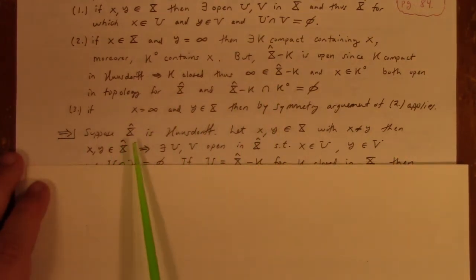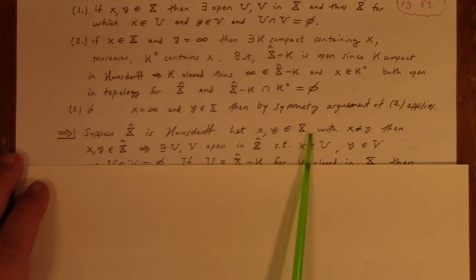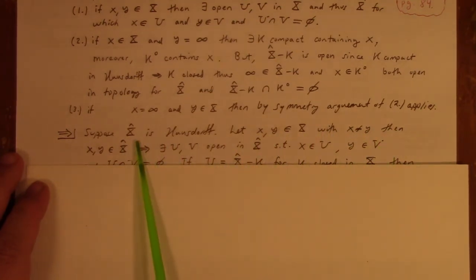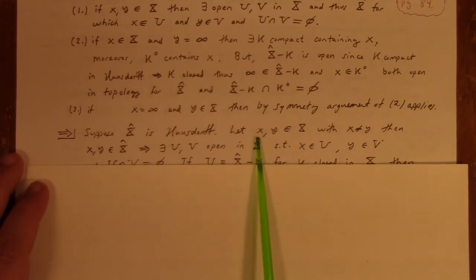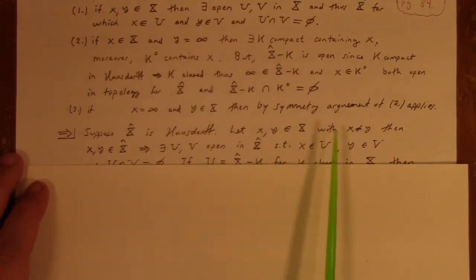Now the forward direction. Suppose X hat is Hausdorff. Let x and y be in X with x not equal to y. I'm trying to prove, for X hat Hausdorff, that this implies X is Hausdorff and that every point in X has a compact neighborhood. So, all right, here we go. x, y in X with x not equal to y.